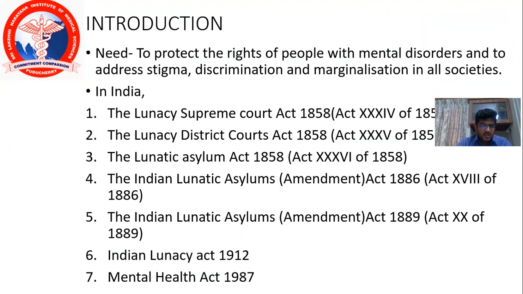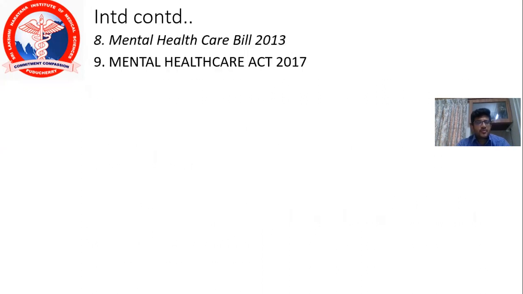The first Mental Health Care Act was the Lunacy Supreme Court Act in 1858, which was followed by the Lunacy District Courts Act in 1858 and the Lunatic Asylum Act in 1858. Then there was the Indian Lunatic Asylums Amendment Act in 1886, which was amended again in 1889, the Indian Lunatic Asylums Amendment Act 1889. Then in 1912, there was the Indian Lunacy Act, and in 1987, the Mental Health Act was established. The Mental Health Care Bill was amended in 2013, and the latest version, the Mental Health Care Act, came out in 2017.